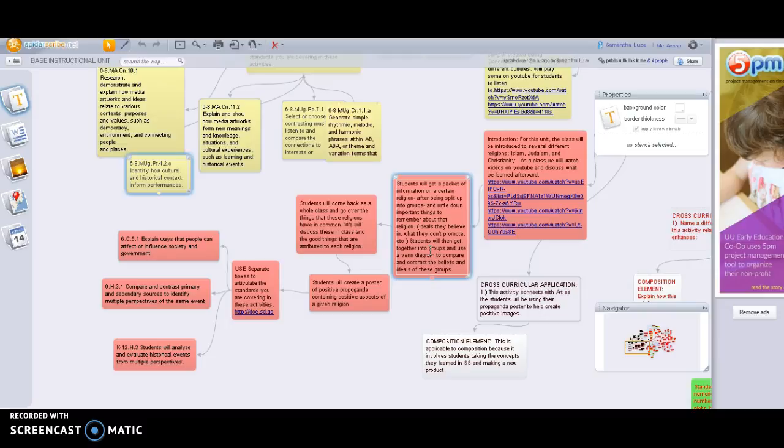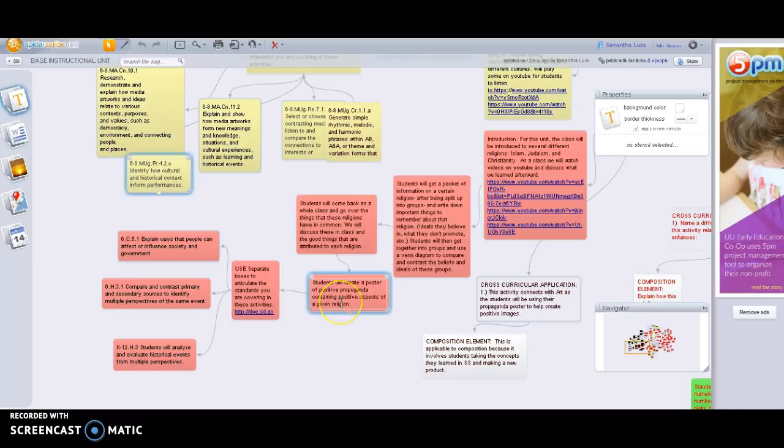For most of these, especially these three, their core moral identities are very similar, so the commonality portion of the Venn diagram should be very large, which is the point of this assignment. The next thing they'll do is come back as a whole class, and we'll go over all the things the religions had in common in that middle section. Then as a class, we'll have discussions about the good things that are attributed to each one.